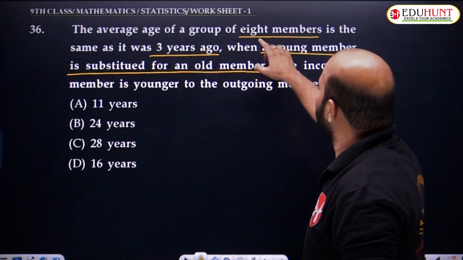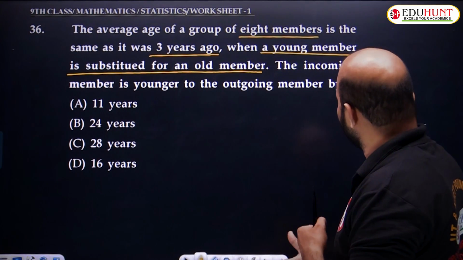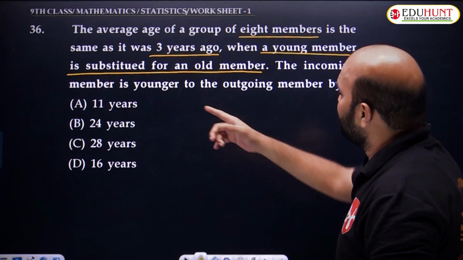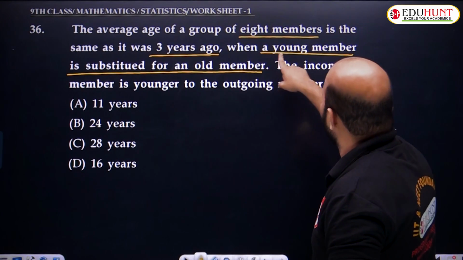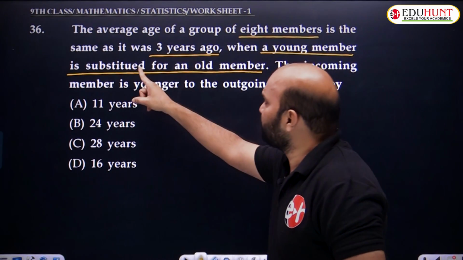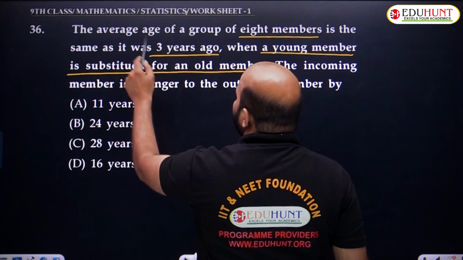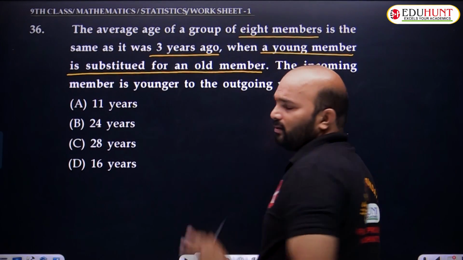One of the members is in the initial 8 members. Am I clear? Here, who joined? A younger member, a new member, joined. He is substituted for an old member. So 3 years ago, a younger member was substituted for an old member. The average 3 years ago and the average at present of the 8 members are both equal. That is the given question.